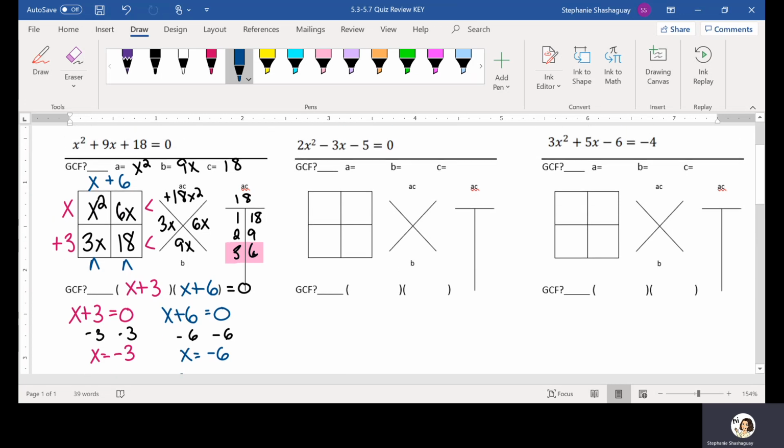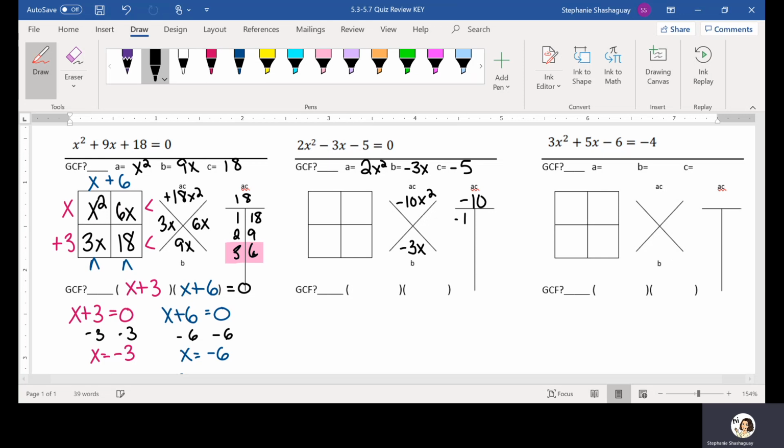Moving on to the next one, we have 2x squared minus 3x minus 5. So I'm going to fill in my A term, 2x squared, negative 3x, and my C is negative 5. My A times my C is going to be a negative 10x squared, and my B term is a negative 3x. Now I need to find the factors of negative 10 that add together and give me a negative 3.